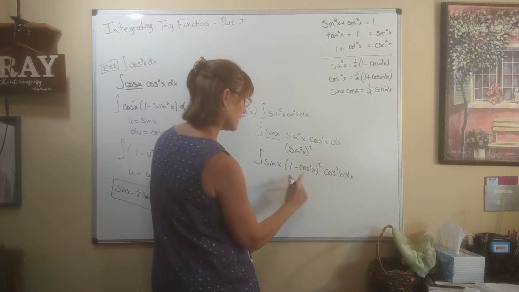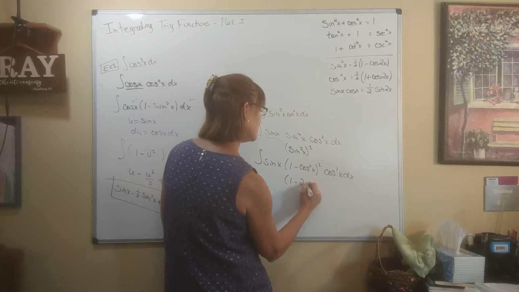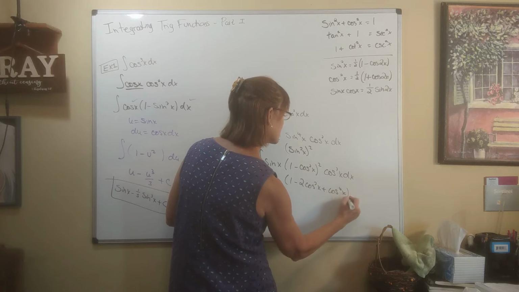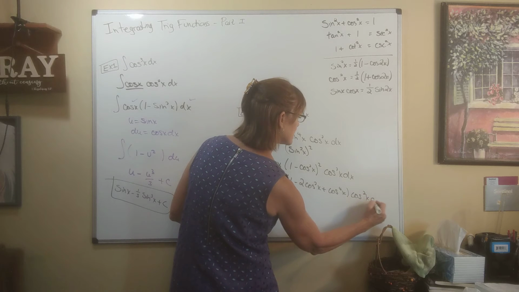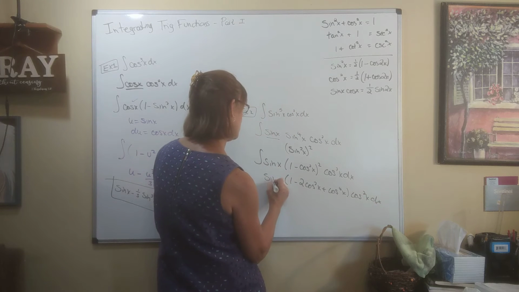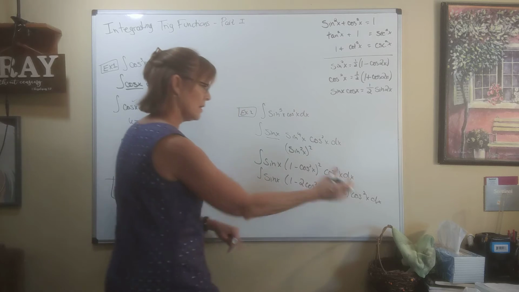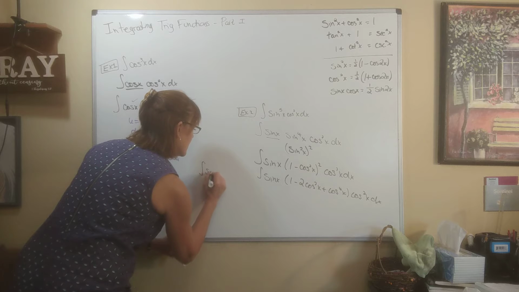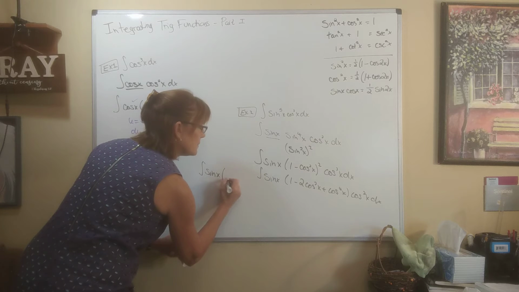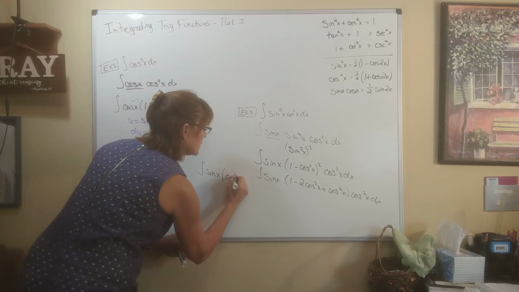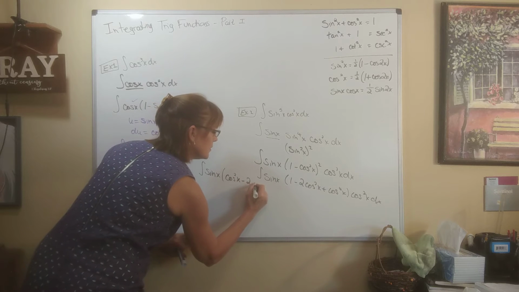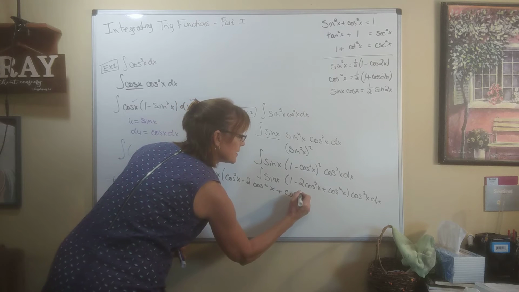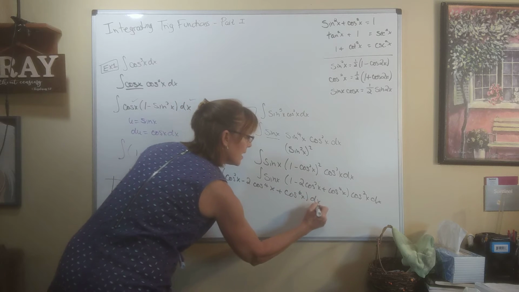If I square this, this becomes 1 minus 2 cosine squared of x plus cosine to the 4th of x times cosine squared of x dx. Copy over your sine x. So then I'm going to distribute my cosine squared of x. So this is going to become the integral of the sine of x times cosine squared x minus 2 cosine to the 4th of x plus cosine to the 6th of x dx.